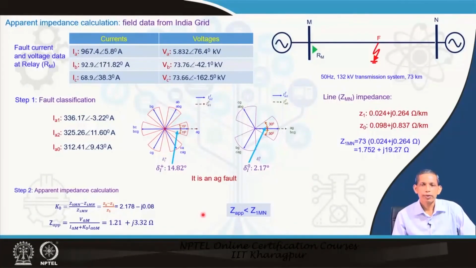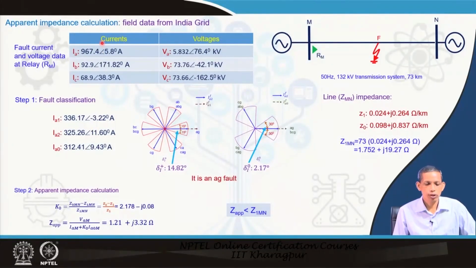Now, we will see practical field data in an Indian grid. A 132 kV transmission system having 73 kilometer length. We have positive sequence parameters and zero sequence parameters per kilometer given here. We can find the Z1, the total positive sequence impedance of the line, 1.752 plus j 19.27 ohm.